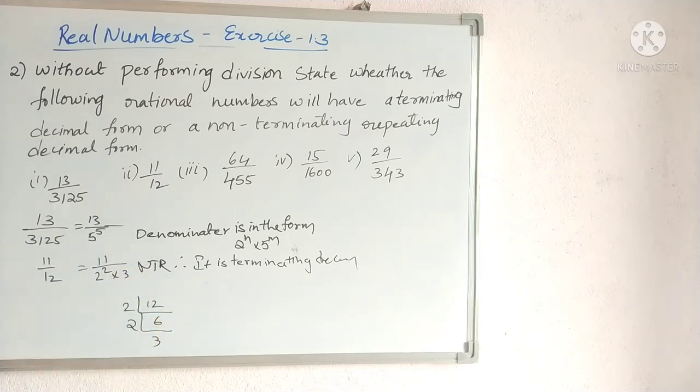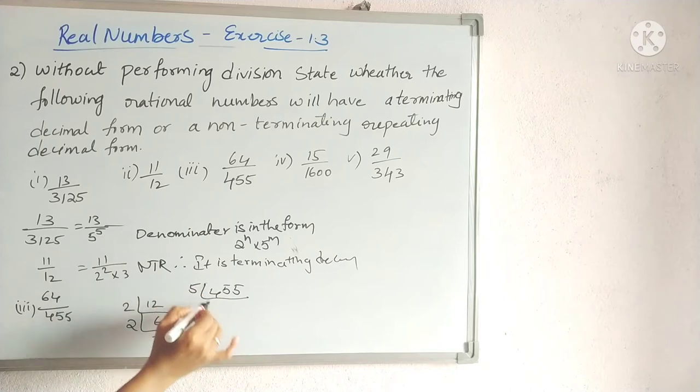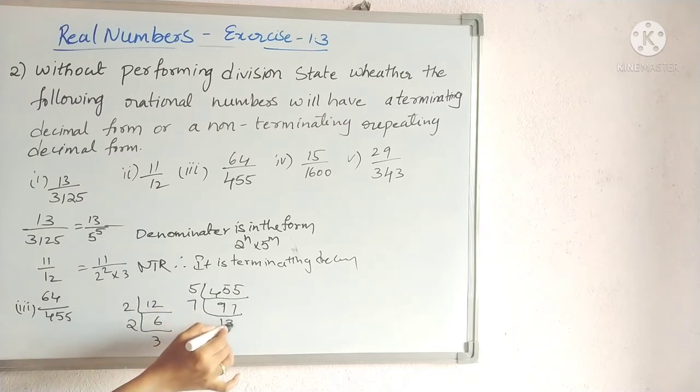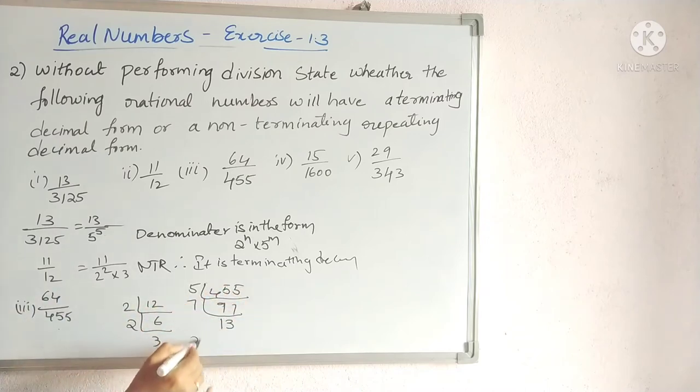Okay, and the third one, 64 by 455. Now we will check 455: 5 nines are 45 and 5 ones are 5, right? So again, 7 13s, 13 sevens are 91, right? Here also in the denominator 5 is there, but 7 and 13 are also there. So this is not in the form of 2 power n into 5 power m. Only 2s must be present, or only 5s, or both 2 and 5, not other numbers. Here 7 and 13 are there, so this is also a non-terminating repeating decimal.